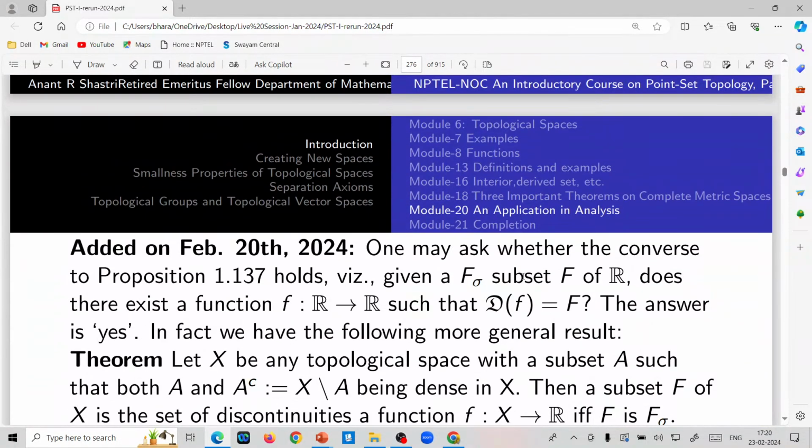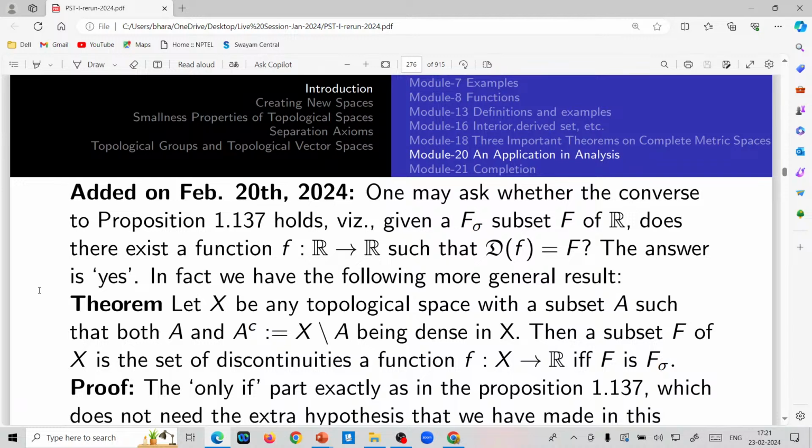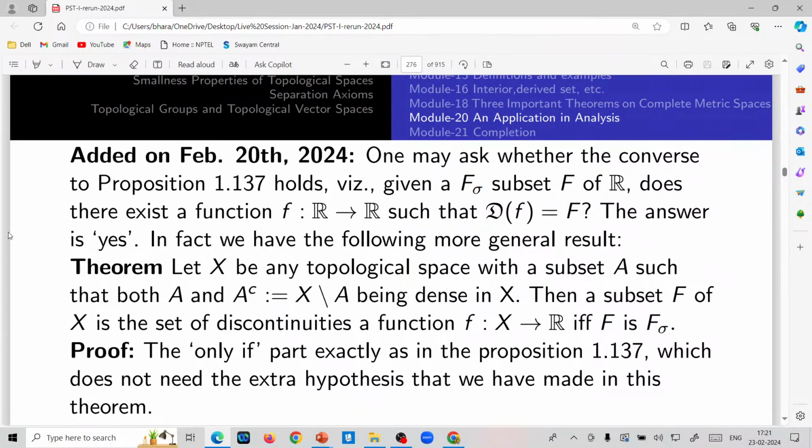So come to the converse here. One may ask whether the converse of this proposition holds. Namely, take an F sigma subset F of R. Does there exist a function f from R to R such that Df equals F? This is the set of discontinuities of f. The answer is yes, and we need the following more general result, namely, in any topological space which should satisfy one condition, namely such that both A and A complement, namely X minus A, both of them must be dense. So that is the case in R, you see. Rationals as well as irrationals, they are complements of each other. Union is the whole space, right? But both of them are dense. Right?